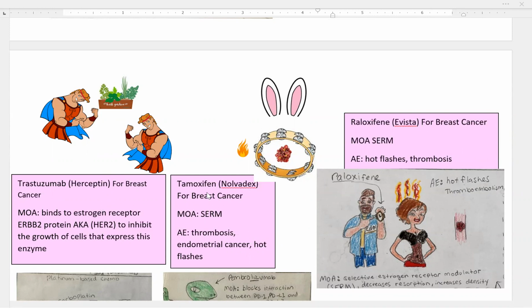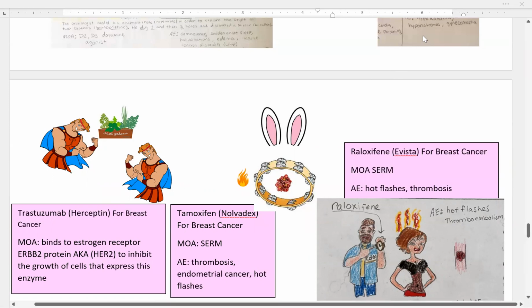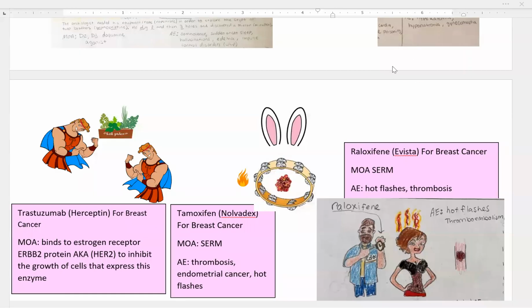The next drug is tamoxifen, and so I have a tambourine because tambourine starts with tam, oxifen, and it is a SERM. I'm blanking on what SERM means. It is selective estrogen receptor modifier. And so again, it's an estrogen, and I always, like I said, think of estrogen as Easter. So we have Easter bunny ears on top of this tambourine. Adverse effects are thrombosis, endometrial cancer, and hot flashes.